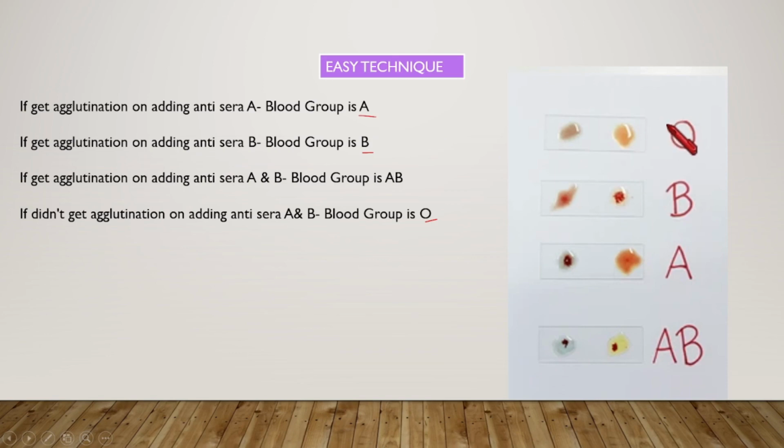If Rh antigen is present, then while adding anti sera D, it will give agglutination, and we can understand that the blood group is positive. If there is no agglutination, then that blood group is negative. Clear? If Rh antigen is present, then on adding anti sera D, it will react and give agglutination. That means the blood group is positive. If Rh antigen is absent, then on adding anti sera D, there is no agglutination, and that person is negative.